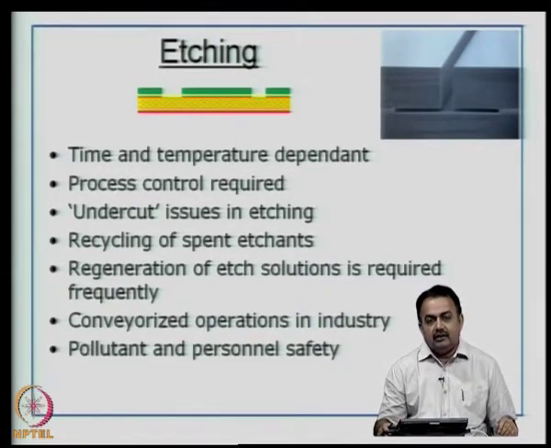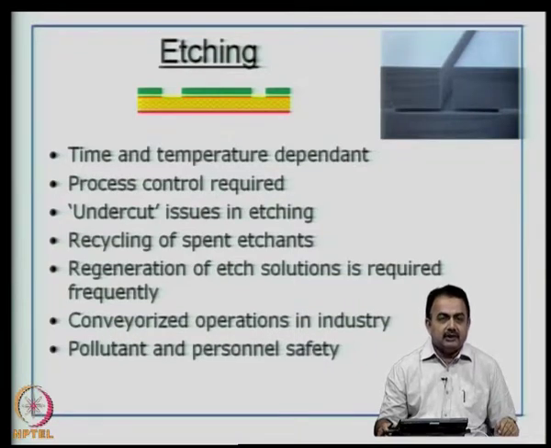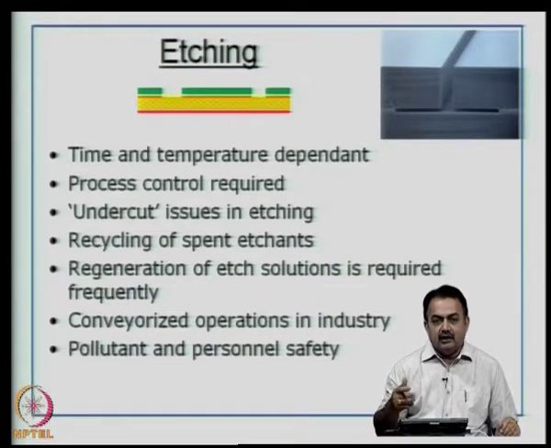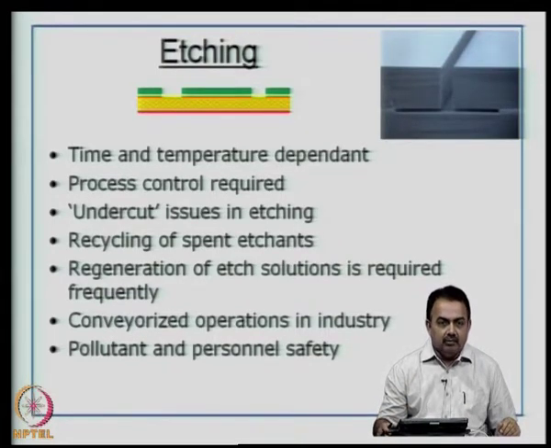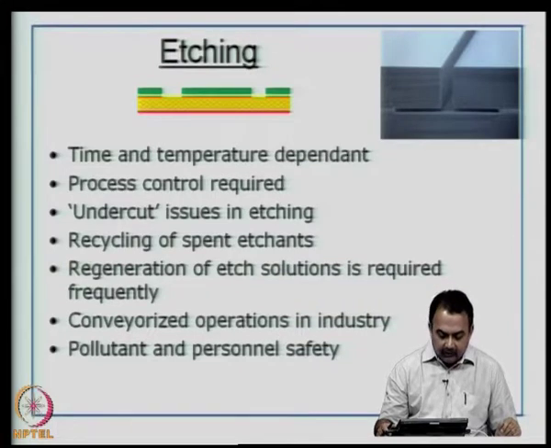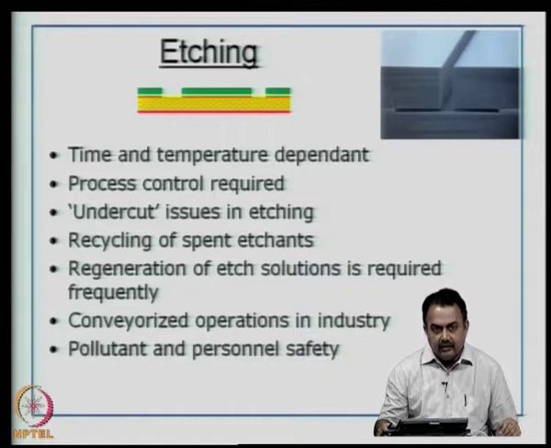But whatever be the best controls that you do, etching is not a perfect process. There will always be defects, because it is a very fast process and it is only the resist that protects your copper, nothing else. Process control is required. Therefore, there is a term called undercut. So, undercut issues in etching are very important. We are going to discuss what undercut is.